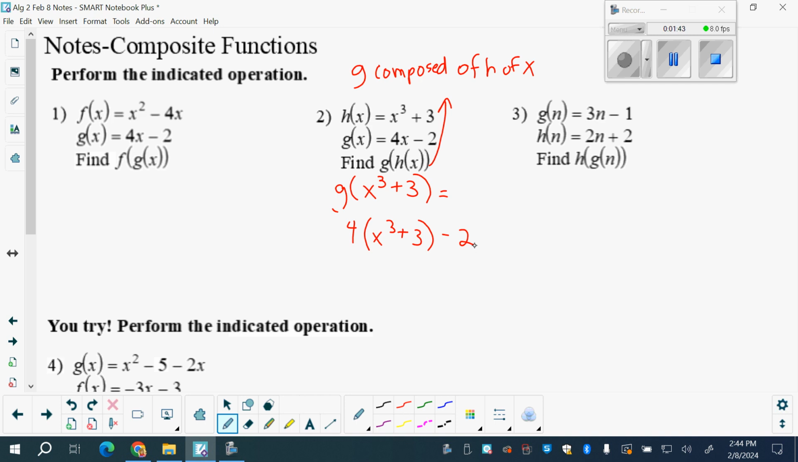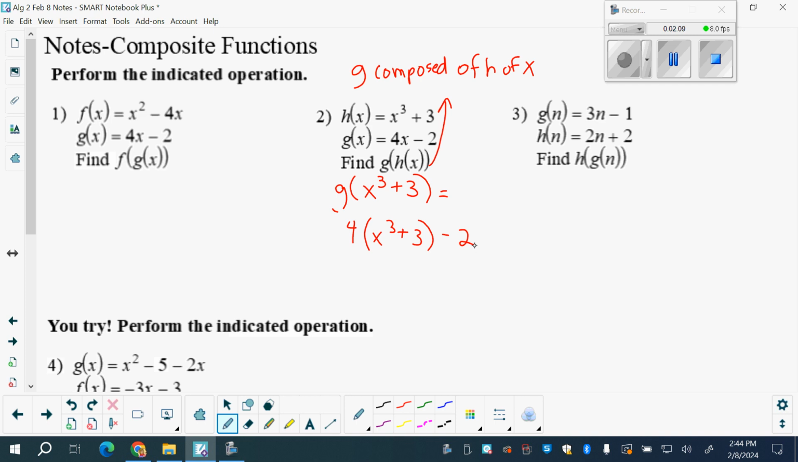Questions on this step here before I simplify it? Let me just repeat it. So we start with the inside out. I substituted the X to the third plus 3 in for the H of X. And then I'm taking the G of that. So in the G function, I'm putting the X cubed plus 3 in place of the X. That's what I did here.